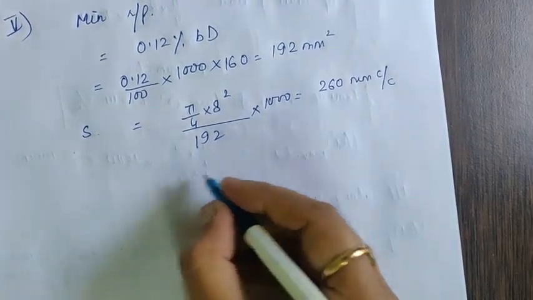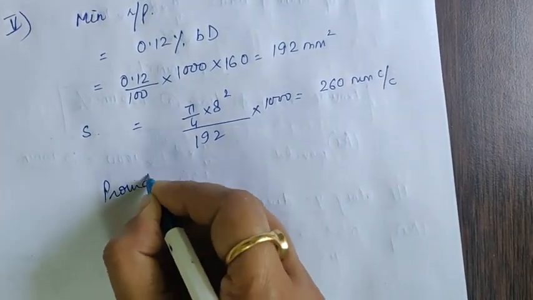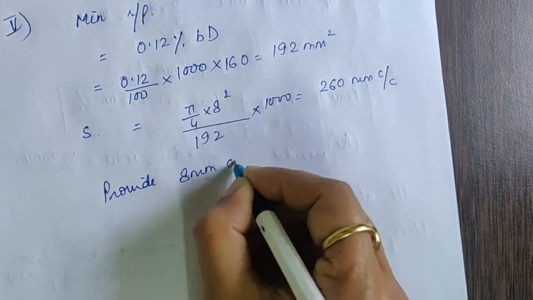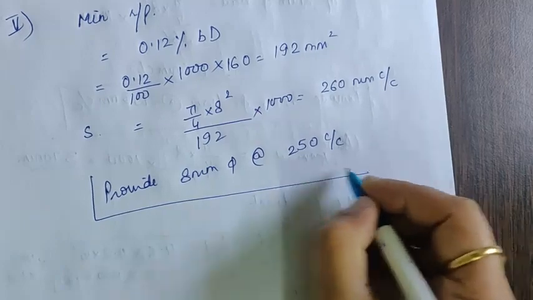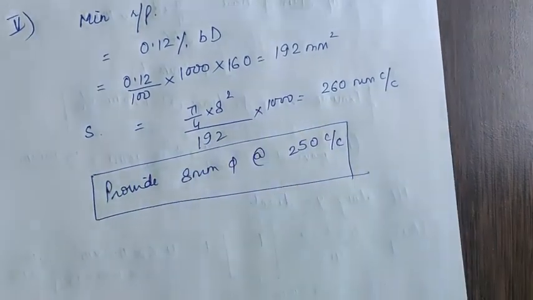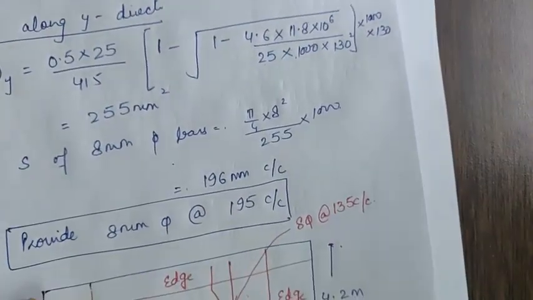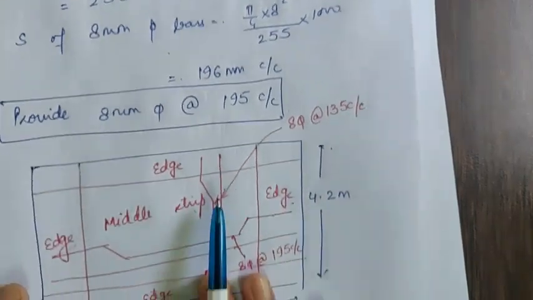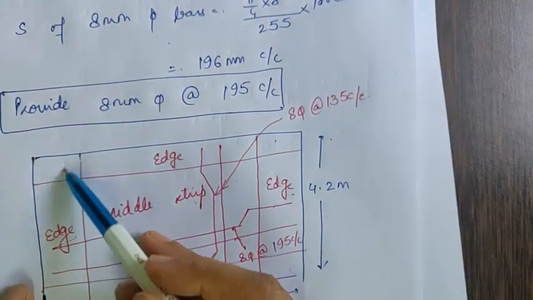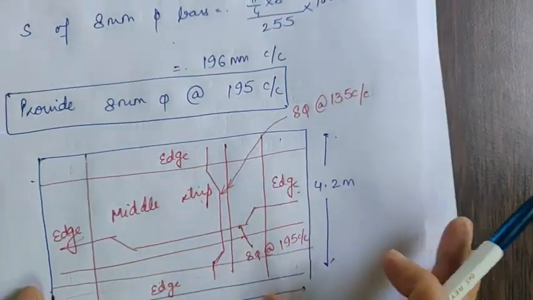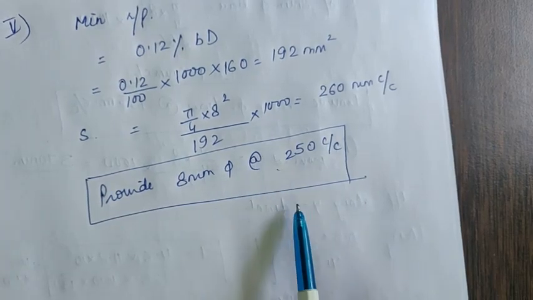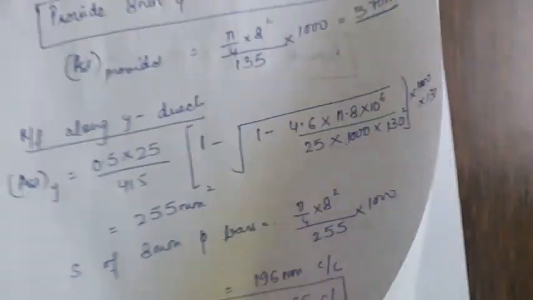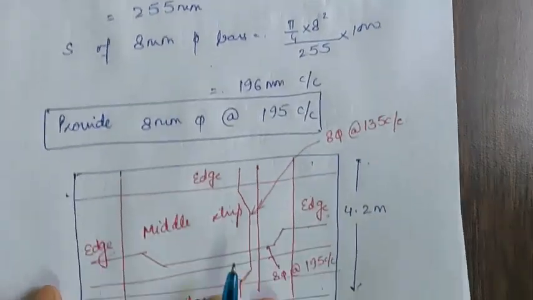So in the edge strips, we are just to provide 8 mm dia at the rate of, let us say, 250 center to center. In all other cases, it is 195 and 135, but in the edge strips, we have to provide the reinforcement at the rate of 250 center to center. That we generally don't draw it in the detailing. We generally draw the detailing for the major reinforcements that are there in the mid strips.